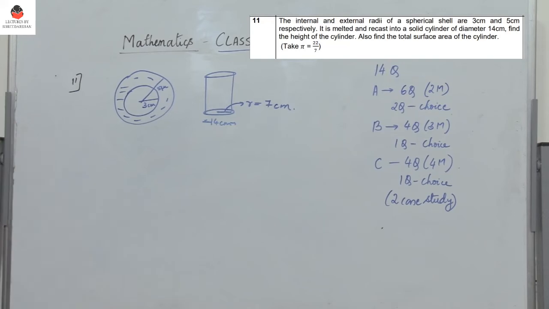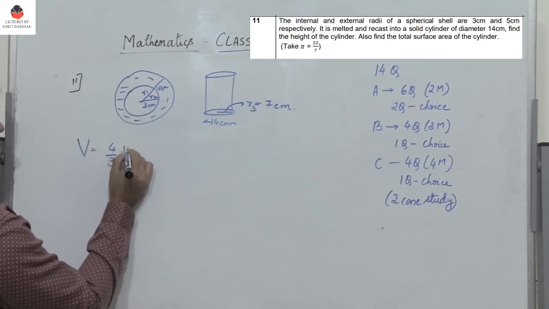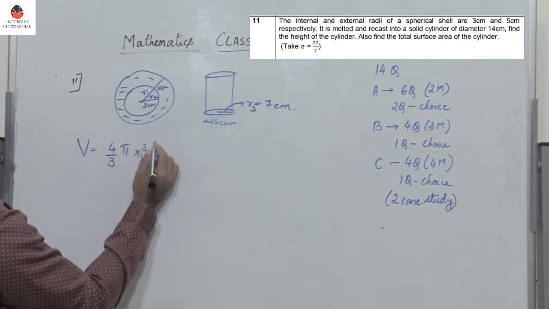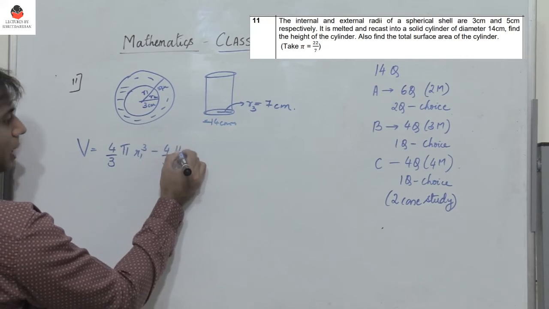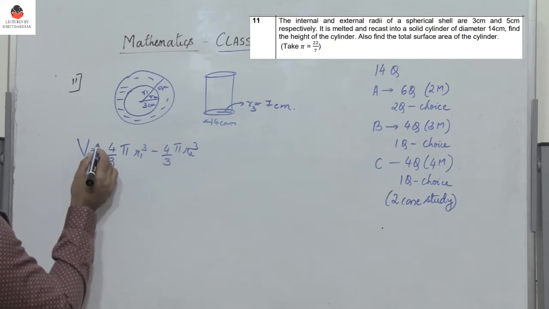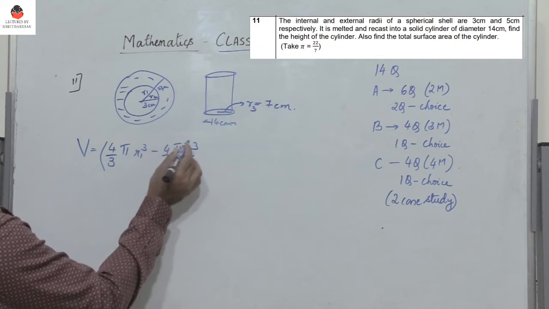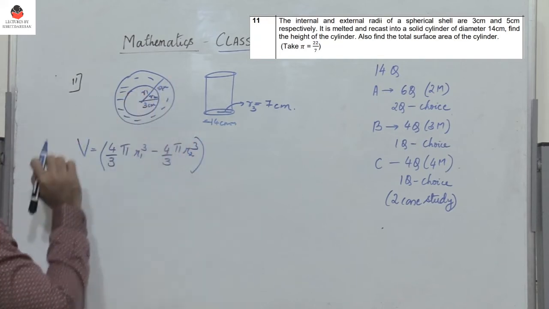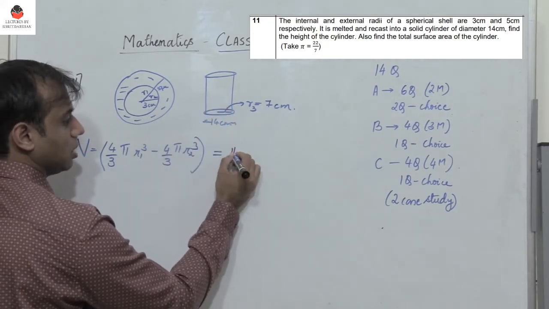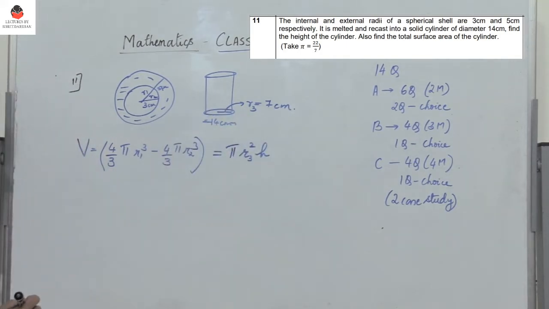So the volume of this spherical shell has to be equal to the volume of the cylinder. Let's consider the volume of the spherical shell. It will be 4 by 3 pi r1 cube, where r1 is the external radius, which is 5, minus 4 by 3 pi r2 cube, which is the radius of the inner sphere. If I take the difference, I'll get the volume of the spherical shell. R1 is the outer radius, R2 is the inner radius, and this volume has to be equal to the volume of the cylinder, which is pi r square h. Let me call this R3, where R3 is 7 centimeters.